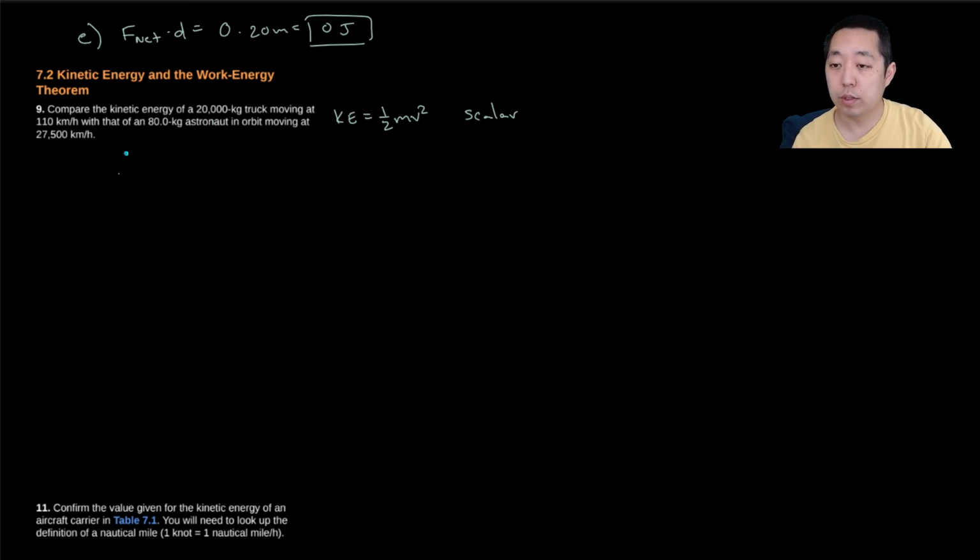So let's do it for the truck. Its kinetic energy is 1/2 times 20,000 kilograms times v squared. Now, the velocity you always want in meters per second, so this is 110 kilometers per hour, and so we've got to do our dimensional analysis. To convert this into meters per second, I want meters up here and kilometers down here. So it's 1,000 meters per 1 kilometer. And then I want seconds on the bottom. That means I need hours on the top to cancel that. 1 hour is 3,600 seconds. And all of that squared.